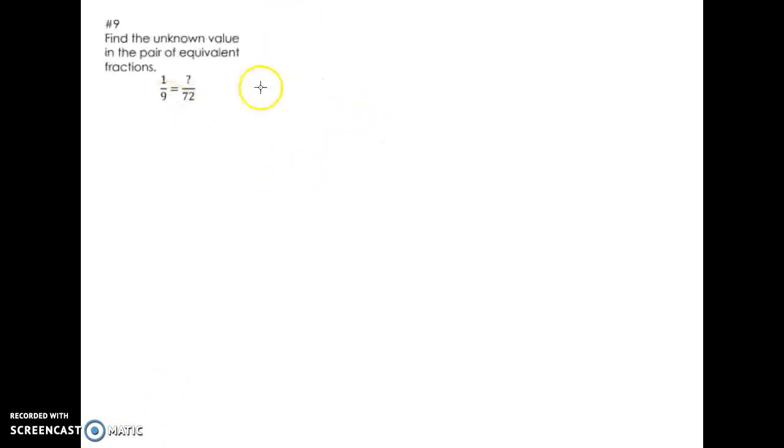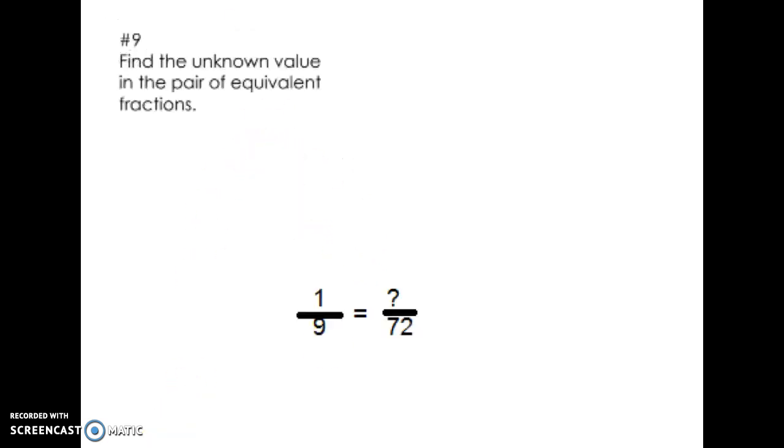Number 9 says find the unknown value in the pair of equivalent fractions. The unknown item would be that question mark, right? We don't know what that is. So 1 over 9 and then question mark over 72. Since we have an equal sign here, we know that these two fractions are equal. So can 9 go into 72 evenly? Think, 9 times what equals 72? Once you figure that out, you just multiply the top number, your numerator, by the same number, and you'll have your answer. Essentially, you're just answering 9 times what equals 72. Whenever you get that, you multiply 1 by that number.